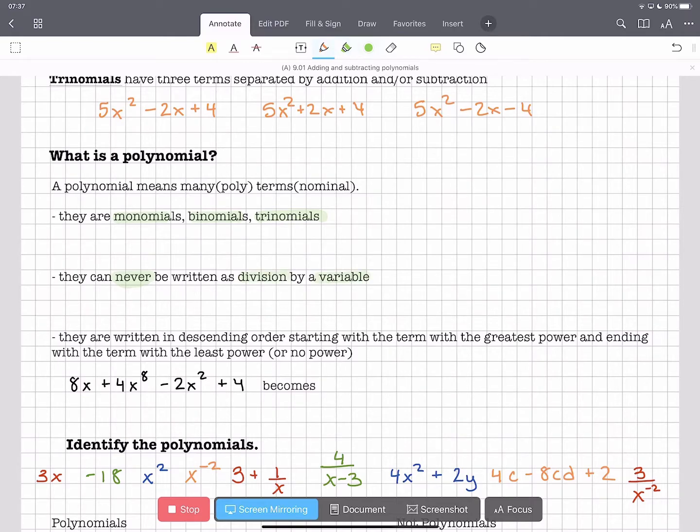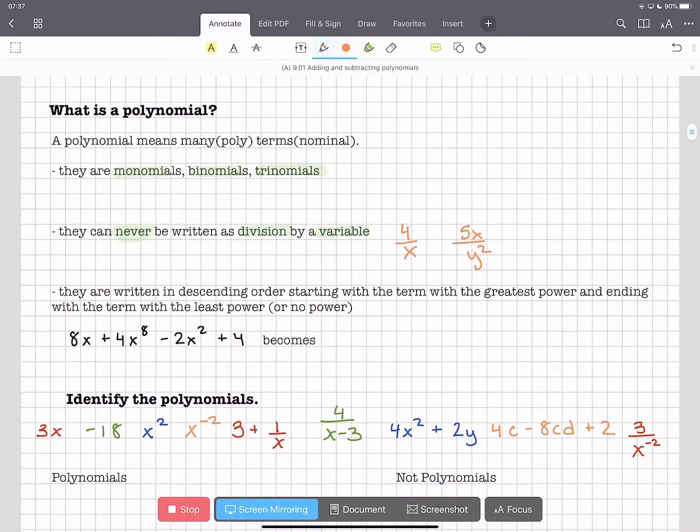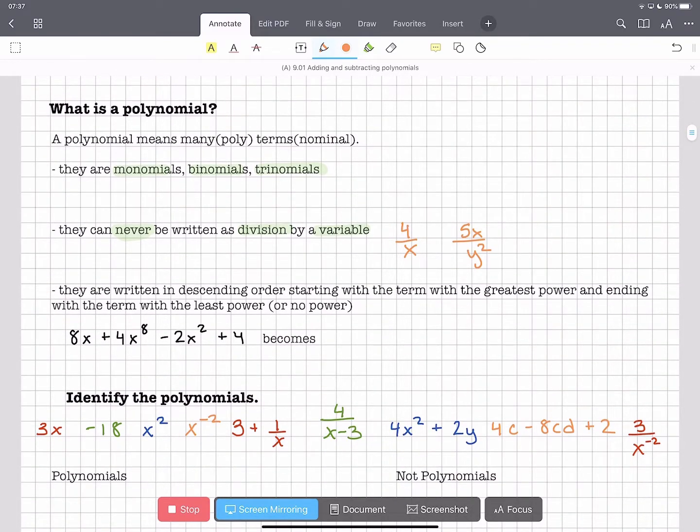So for example, 4 divided by x, or 5x divided by y squared. Something like that does not count as a polynomial. Polynomials should be written in descending order, starting with the greatest power at the front and the term with the least power at the back.